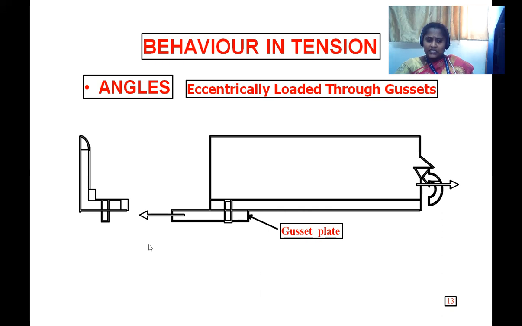Why is it termed eccentrically? In an angle section, only one leg of the angle will mostly be connected, and the other leg will be an outstanding, or unconnected, leg. Only one leg will be connected with the gusset.